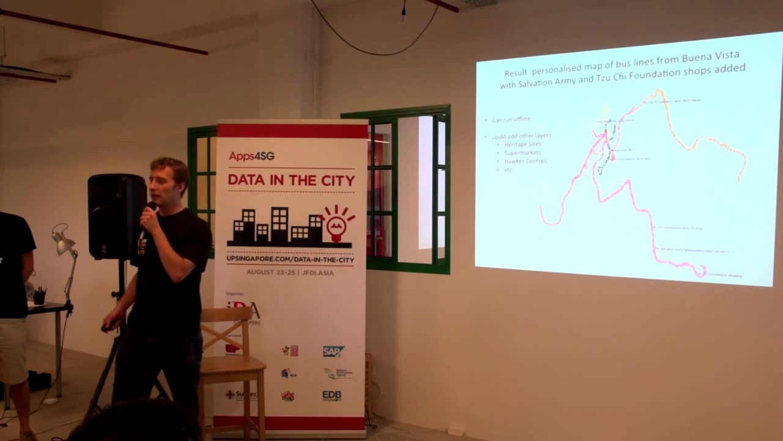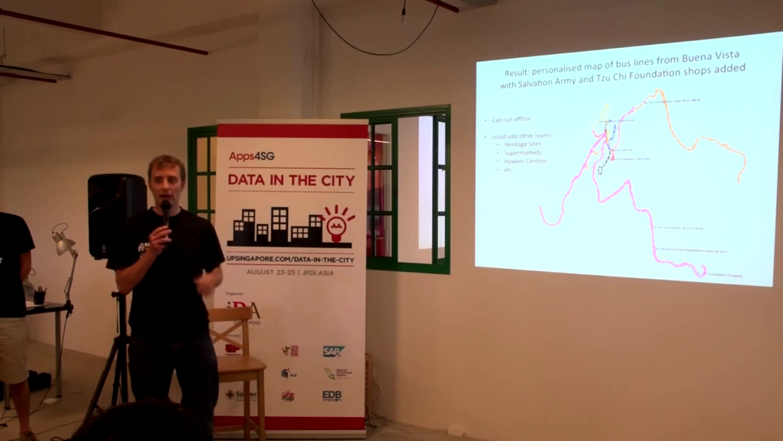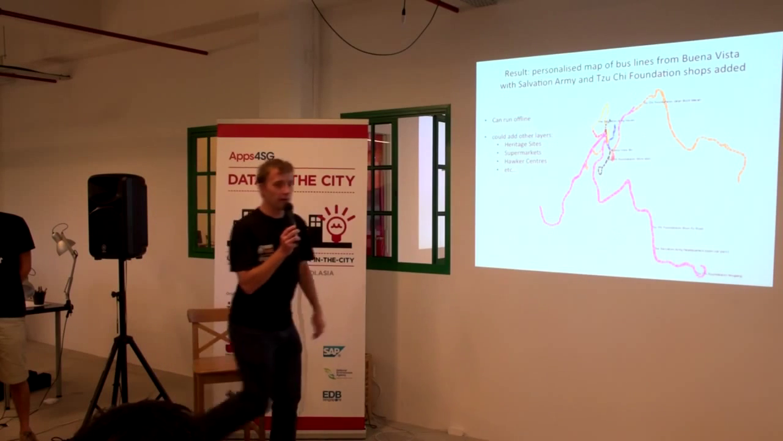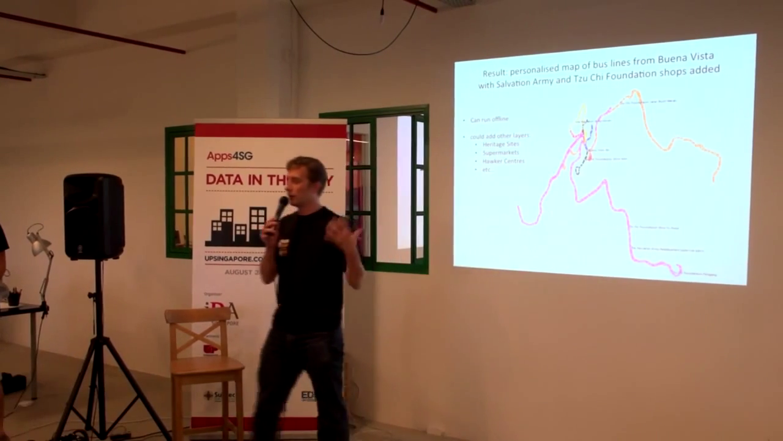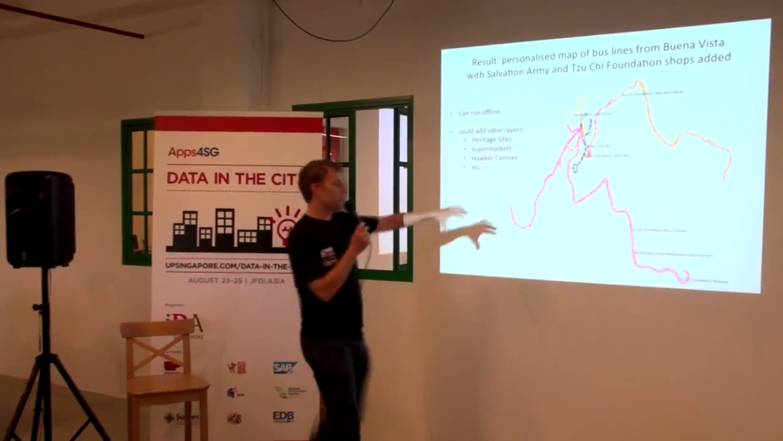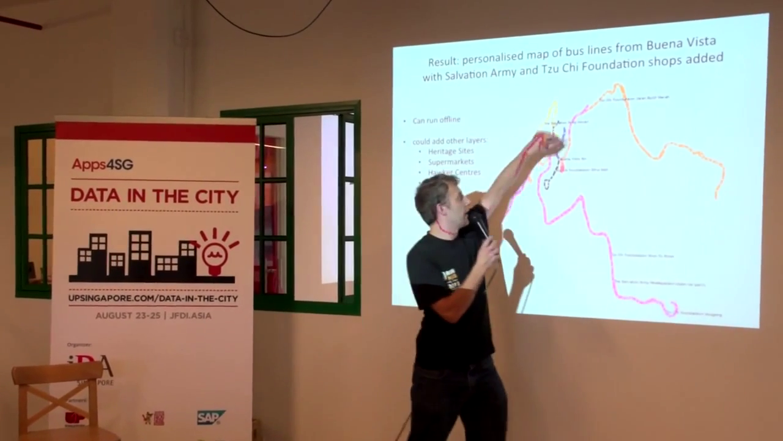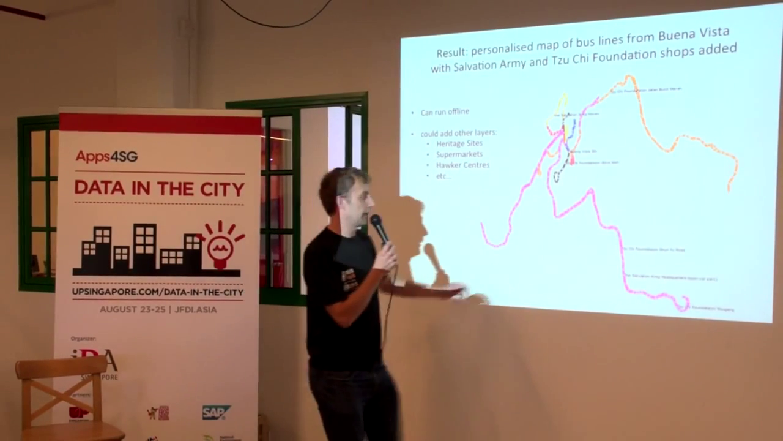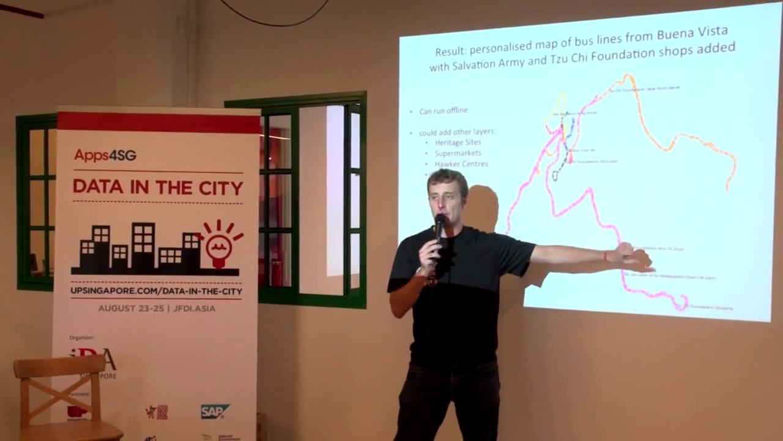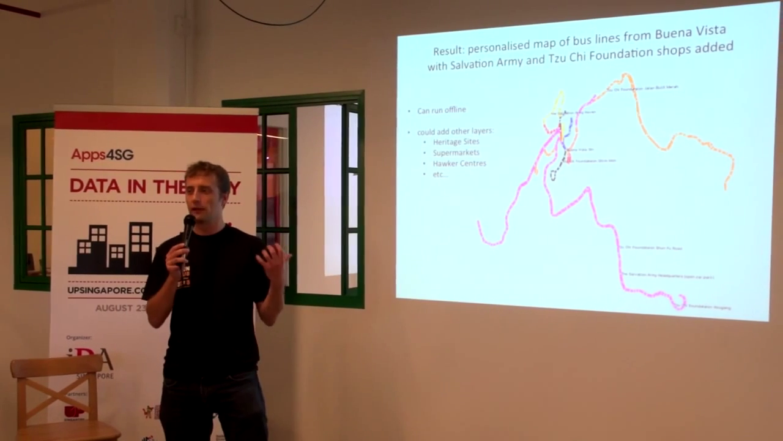Well, hopefully in a few weeks' time, the solution will be here in Singapore, which is a personal bus map. So effectively, I would have said I'm in Buena Vista. I'd have said I want to find recycle places, and the bus map will be interactively built up with all the bus lines going through the area around Buena Vista. It will then highlight all the recycling places. So you've got some Salvation Army places here, for example. So it will display exactly the information you're looking for.